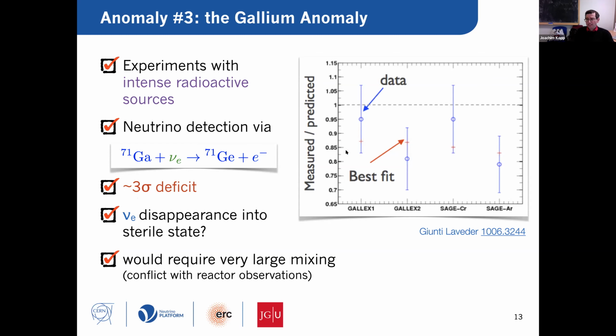The thing is, if you look at these data points, these are really substantially below the prediction. This is not a few percent effect. This is a 20% or 10% effect on average. So this would require rather large mixing between the electron neutrinos and the sterile neutrinos. But I should say this is, until the recent reactor measurement, not per se ruled out.